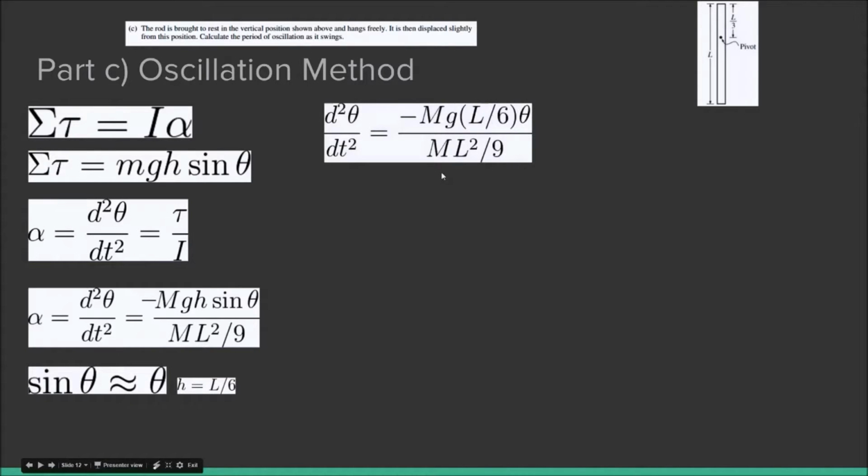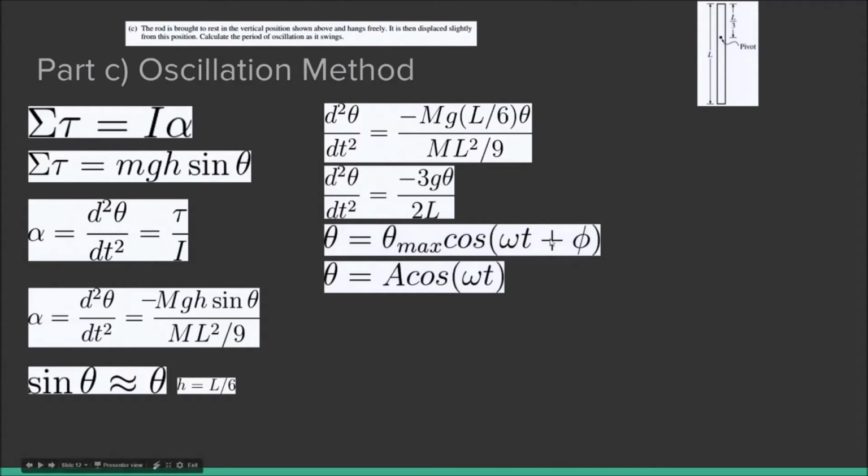And now we can see that the second derivative of position for this oscillator is proportional to the negative of its position. And that's one of the requirements to be a simple harmonic oscillator. Alright, so after canceling this out using algebra, the m's cancel and one of the L's cancels, 6 and 9 cancel. We get the second derivative, d squared theta, is equal to negative 3g theta over 2L.